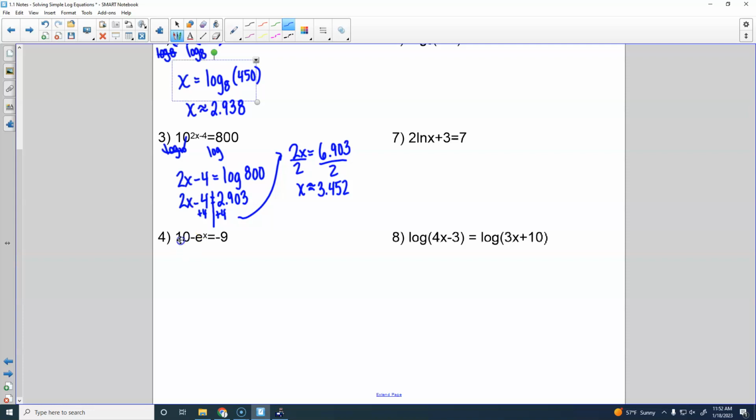So to get rid of that 10, I would subtract 10. And so don't lose that negative. You got negative e to the x equals negative 19. And the e is still not by itself. I got to get rid of that negative because that's like having a negative 1 out front. So I'm going to divide by negative 1. So e to the x is going to equal 19.